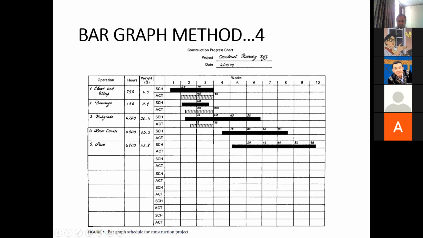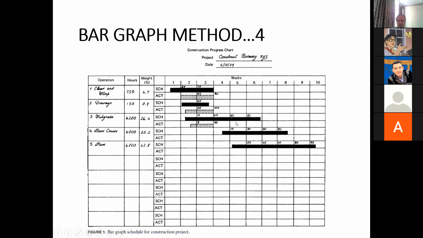What is the percentage of the time estimate for this clear and grub activity? 4.7%. For drainage, the time estimate is 0.9%. Most of the work is for subgrade, base course, and the pavement activities at 26.4, 25.2, and 42.8% of the effort. So this is all the information you can read from this bar graph.